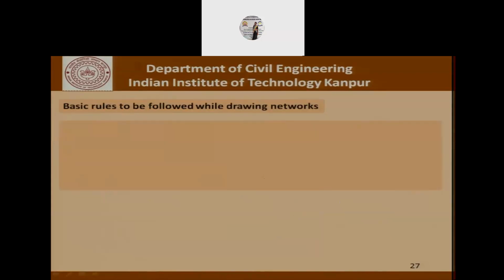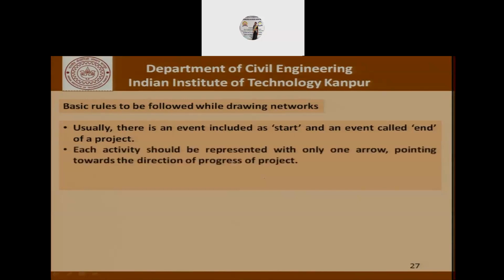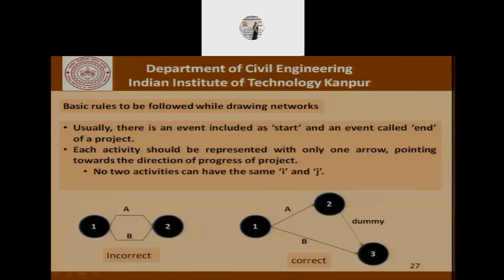Now continuing with our discussion, let's try to see what are the basic rules to be followed when drawing networks. Usually there is an event included as a start of the project and an event called the end of the project. Each activity should be represented with only one arrow pointing towards the direction of the progress of the project. No two activities can have the same I and J. For example, both A and B cannot be represented as 1, 2.